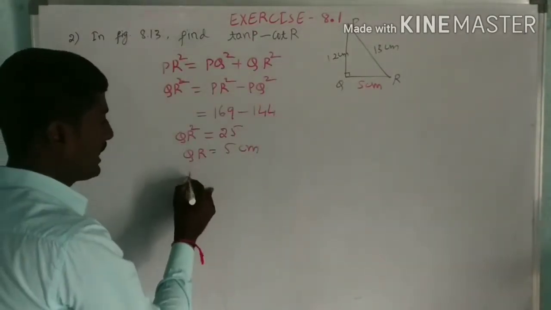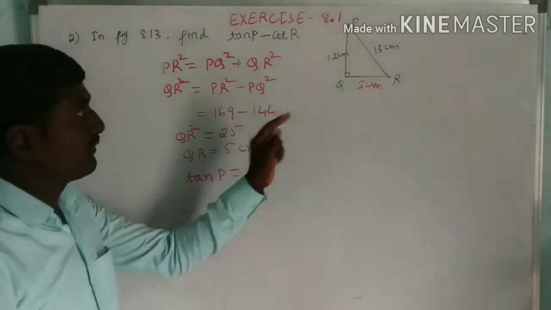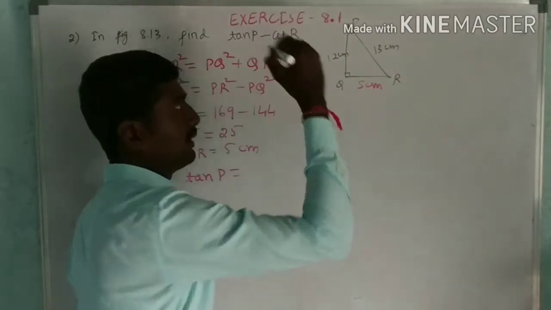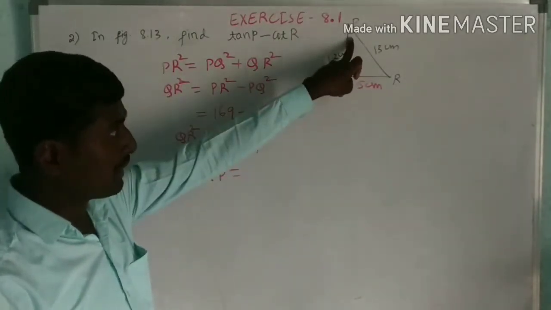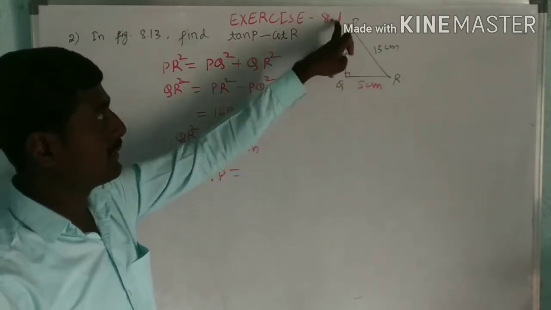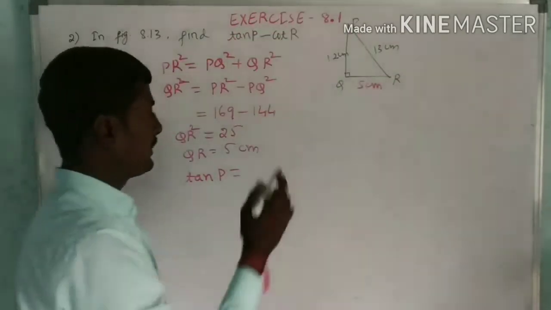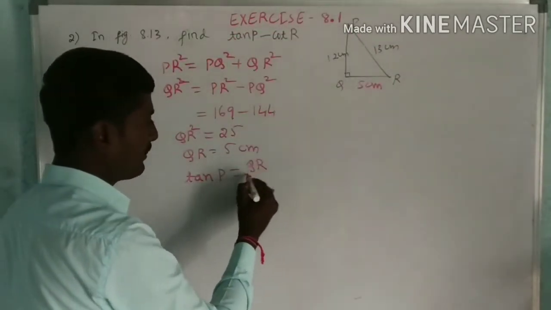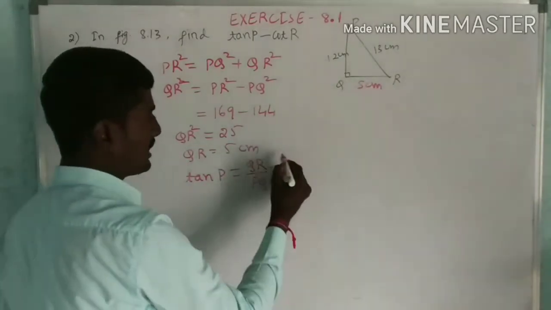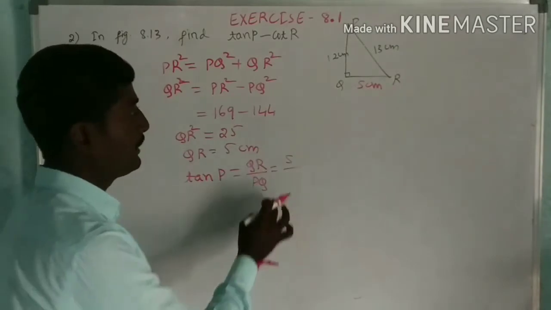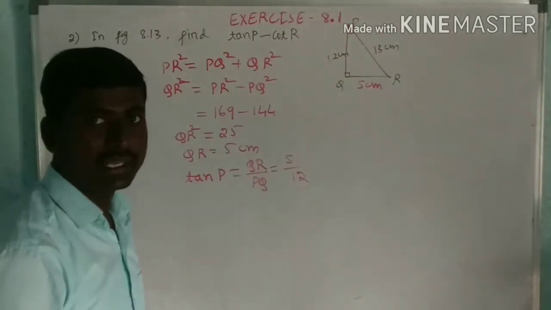First we shall find tan P. For the angle P I have to see. Tan is nothing but opposite by adjacent. For tan P, opposite is QR, adjacent is PQ. So tan P is equal to QR divided by PQ. QR value is 5 centimeter divided by PQ. PQ value is 12. So 5 divided by 12 is tan P.